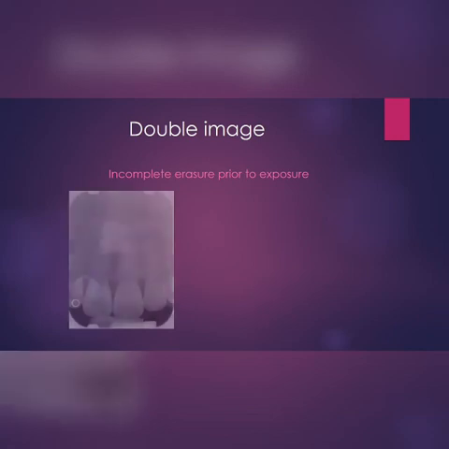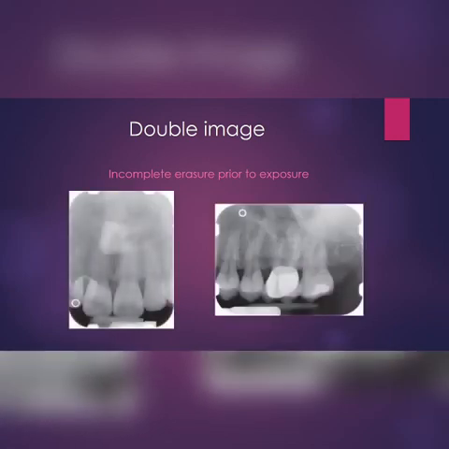The next one is double image production. Double image production is quite common in the case of PSP plates. As we all know, the PSP plates have to be erased prior to the next exposure, right? If it is not done properly, then the incomplete erasure is going to produce a double image. The previous image that was recorded also is going to overlap over the current image that was taken.